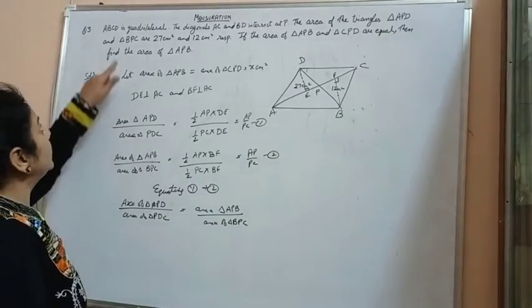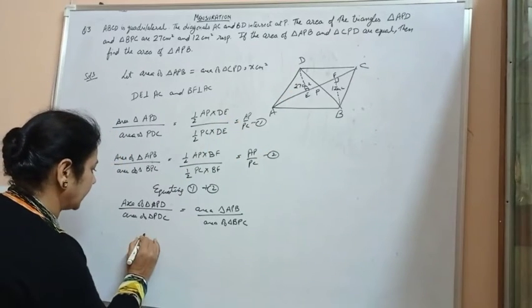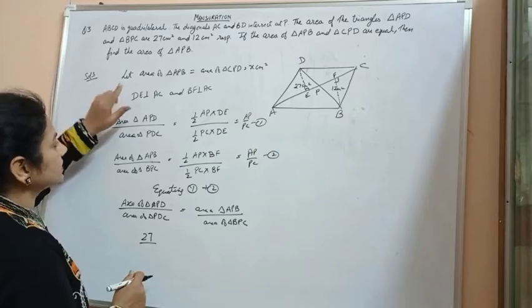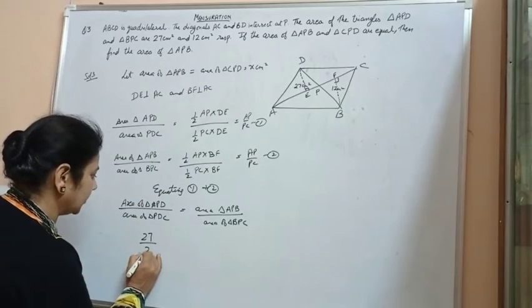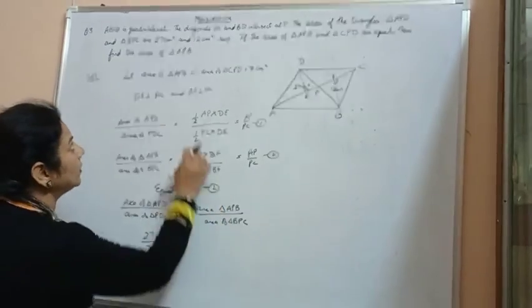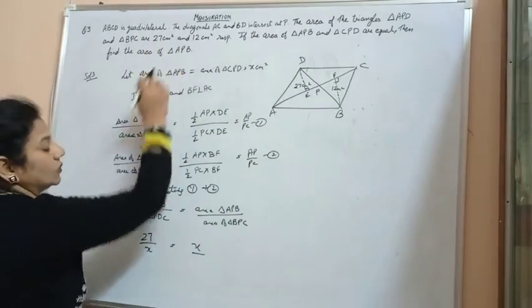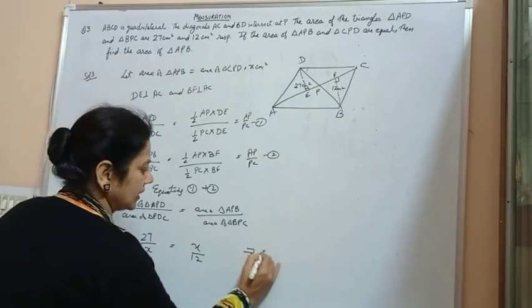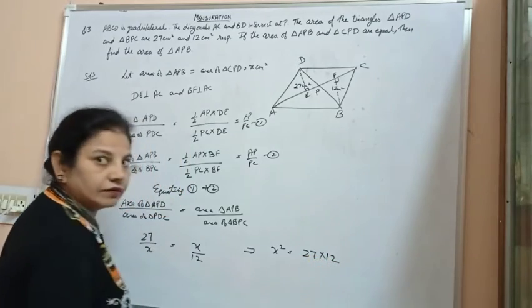Area of triangle APD is given to us as 27, so I will write 27. PDC I have taken as x, so I will take the area of triangle APB also as x. And BPC is given to us as 12 centimeters, so I have written 12. Cross multiply. This gives me x square is equal to 27 into 12.